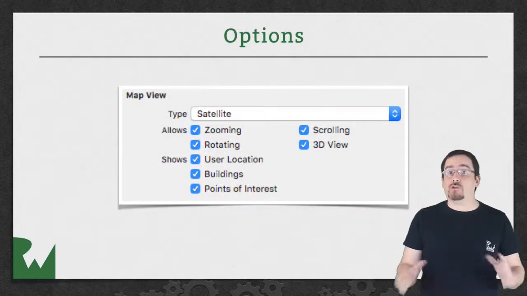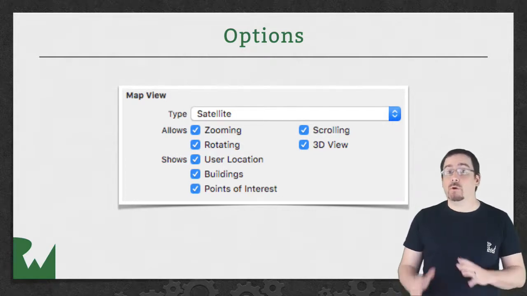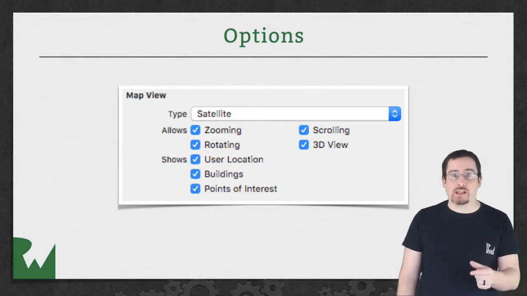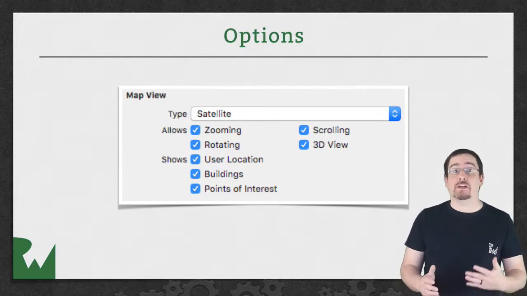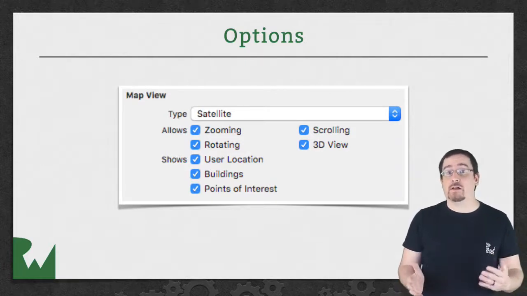Maps come with all sorts of customization options that you can set in Interface Builder or on the object itself. For instance, you can disable pinching or rotation gestures to prevent the user from navigating the map. Interface Builder also allows you to customize whether you'd like buildings, traffic, and points of interest. You can also choose to show a compass or the scale, but you'll have to make those changes in code.